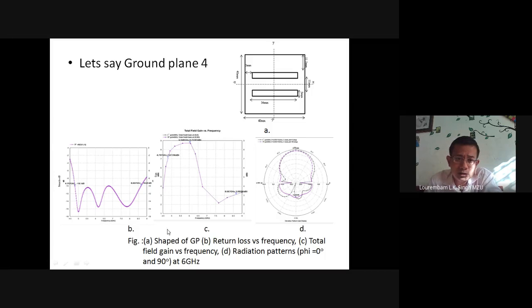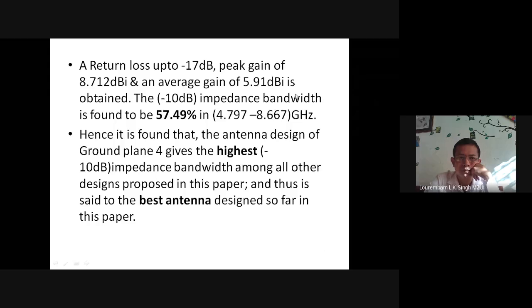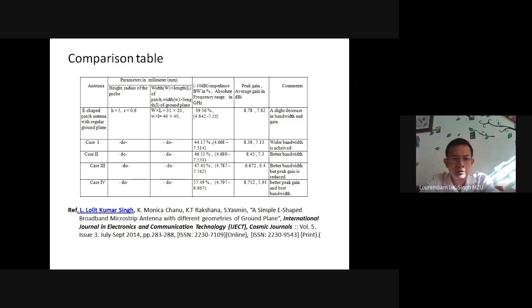So here an additional resonance has been introduced. Because of the additional resonance, all are below minus 10 dB in the return loss. So we are getting a large bandwidth of around 57%, which we obtained with this shape of cuts on the ground planes. So this was the best design so far in that particular paper, for the particular shape. So this was one of the papers.